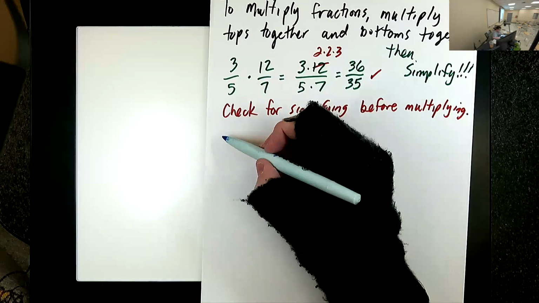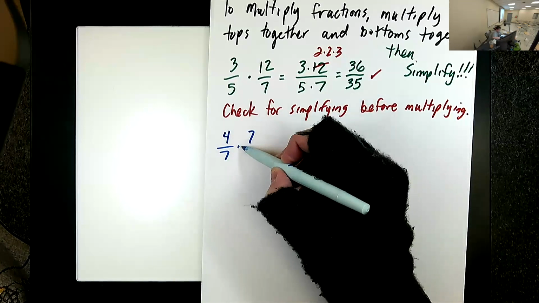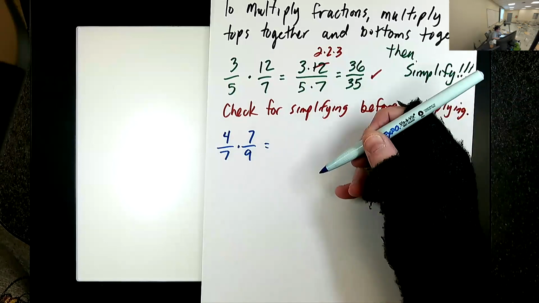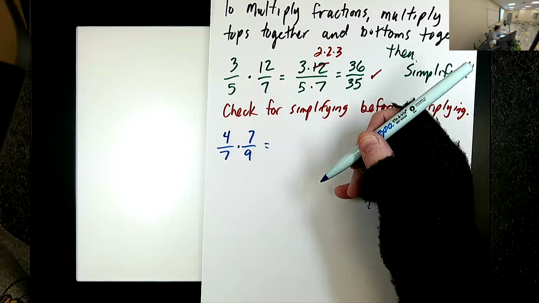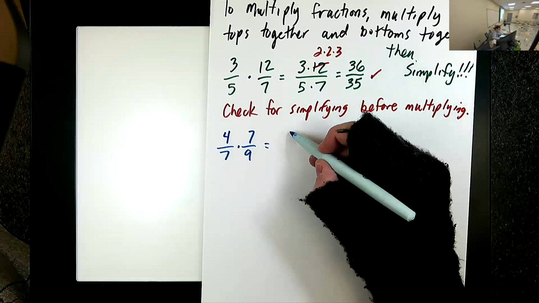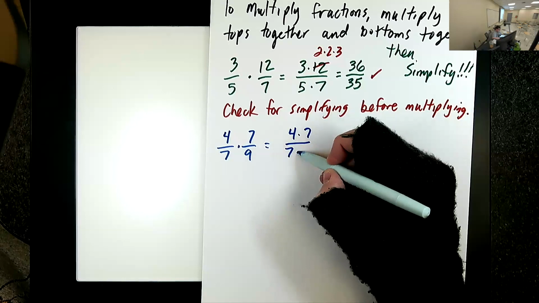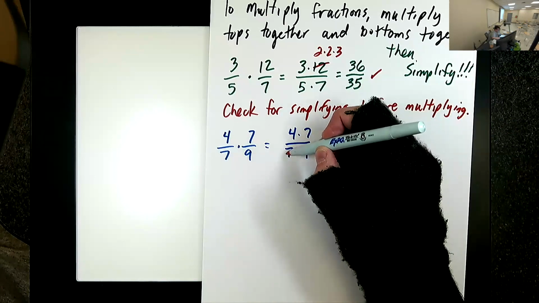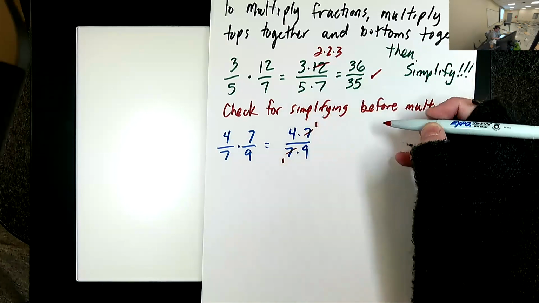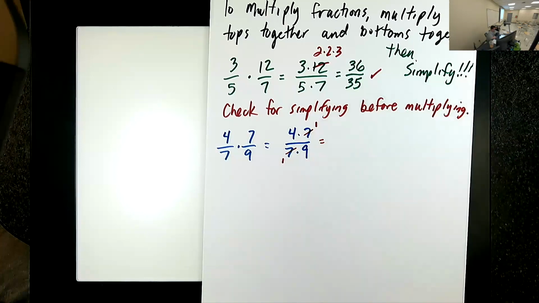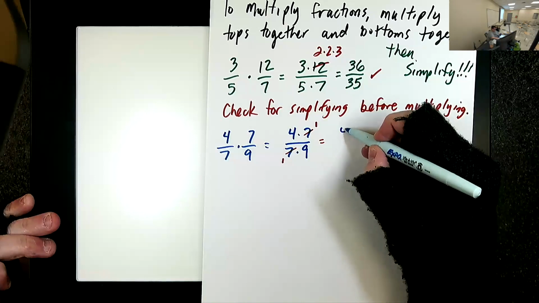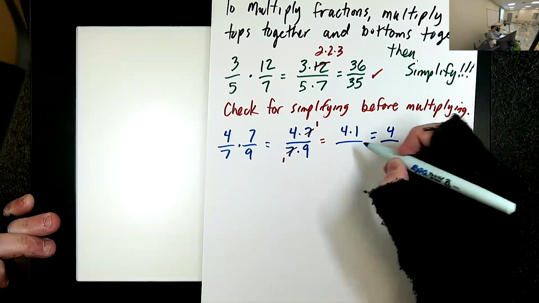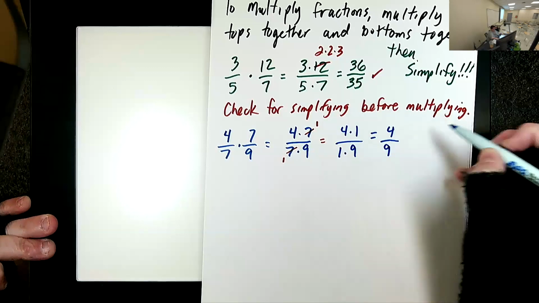We'll show another one that's a little easier, but we'll do it real quick. I can do 4 times 7 over 7 times 9. Things that show up on top and bottom with just multiplication only, I can cancel. And I'm left with 4 times 1, which is just 4, over 1 times 9, which is just 9.